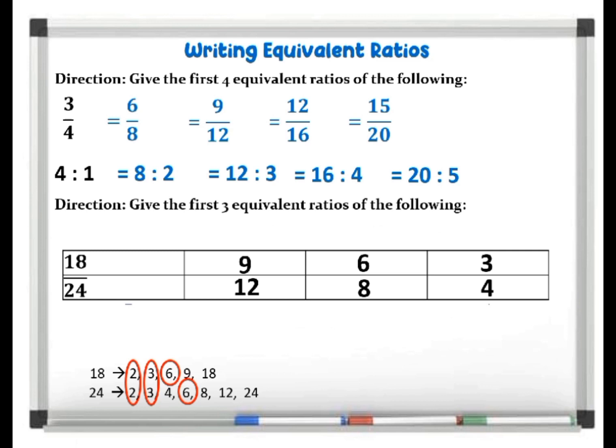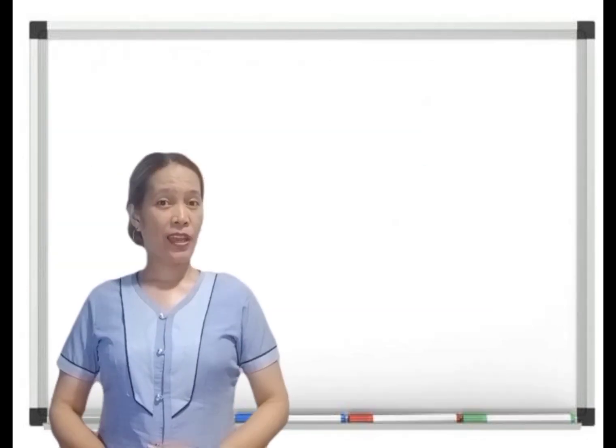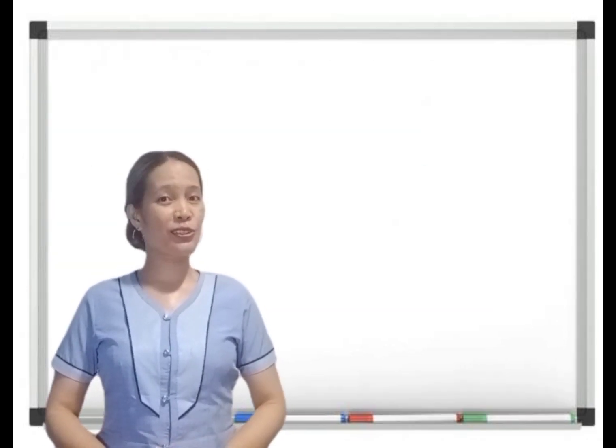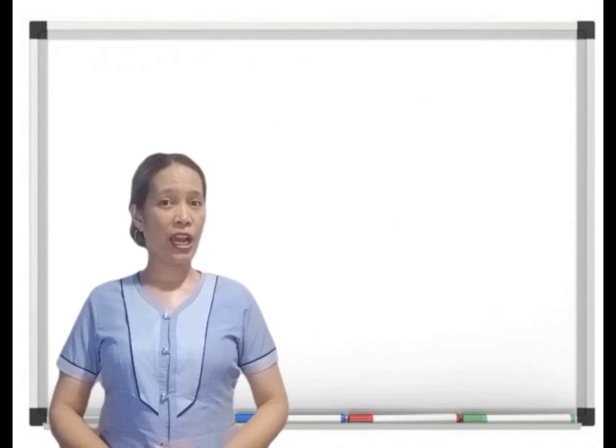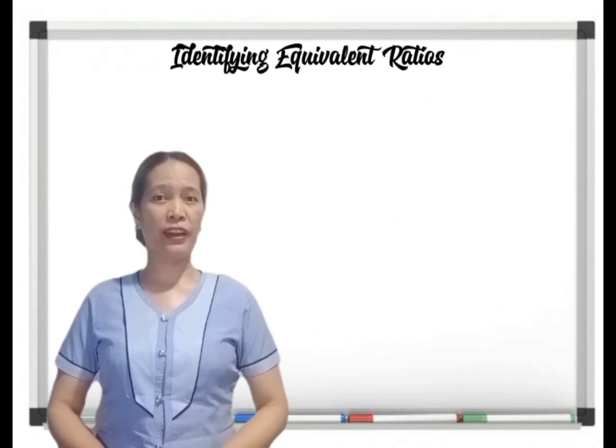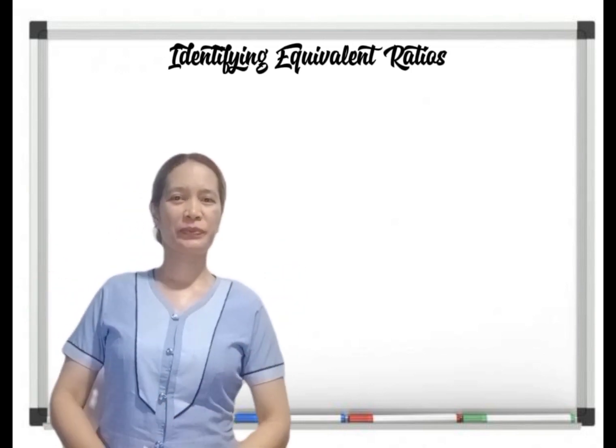So, these are the equivalent ratios of 18/24. Ang 9/12, 6/8, and 3/4. And 18/24, 9/12, 6/8, and 3/4 are equivalent ratios. Okay, you are now familiar on how to write the equivalent ratios. Now, let's proceed to identifying equivalent ratios.